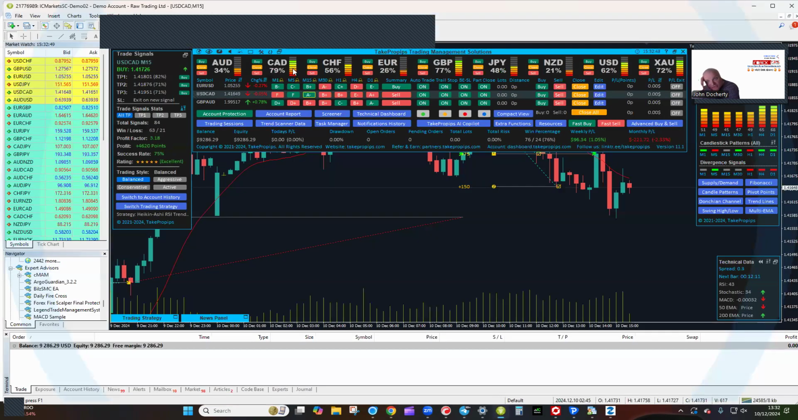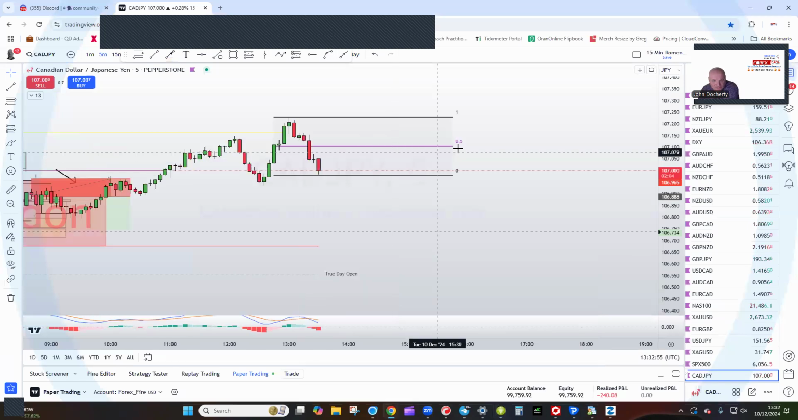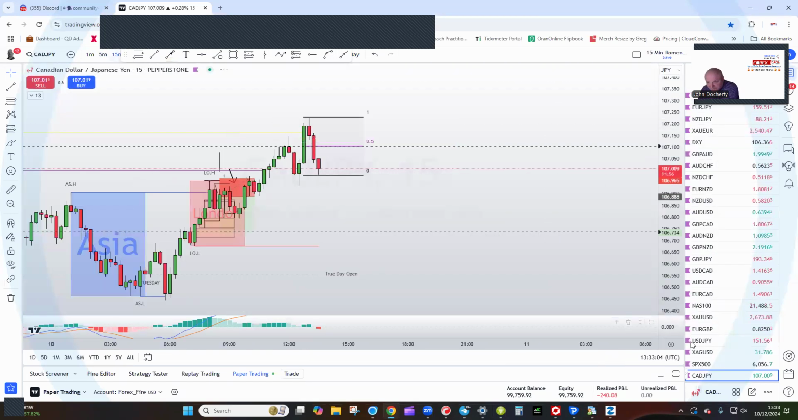I'm going to take the 5 minutes and check the strength of the CAD. The CAD is really strong. The JPY is just starting to come back into strength at the moment. So we're going to set an alarm on here, and that'll just be for the 50%.